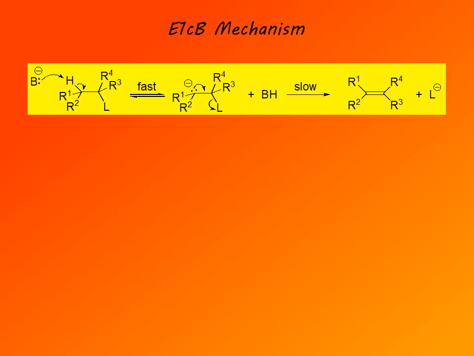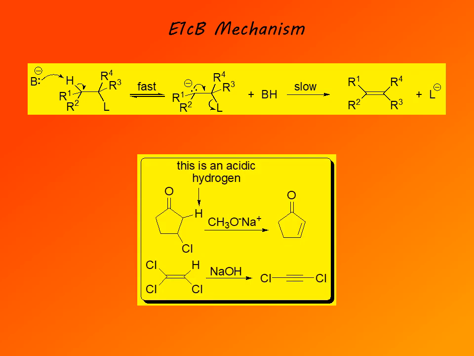So the E1CB mechanism in the first step involves the base removing the proton, and that gives the intermediate carbanion. That intermediate carbanion is then converted into the final product. The free electron pair from the carbanion flows to form the carbon-carbon pi bond, which causes simultaneous breaking of the carbon-leaving group bond. And so the final product is the corresponding alkene. Or it may be an alkyne, as you will see in a minute. So here are a couple of examples.